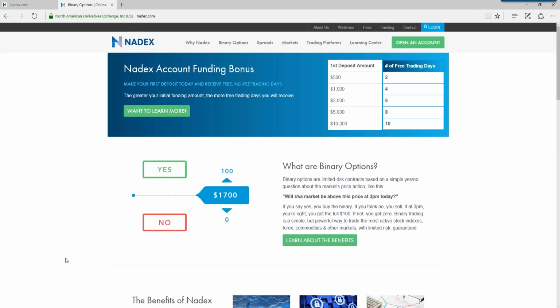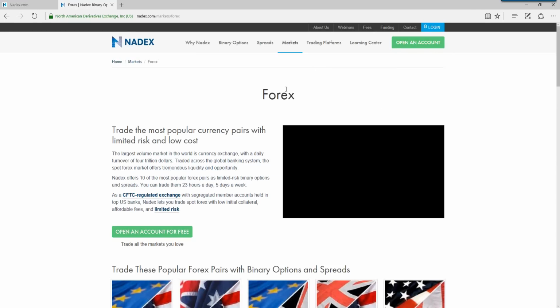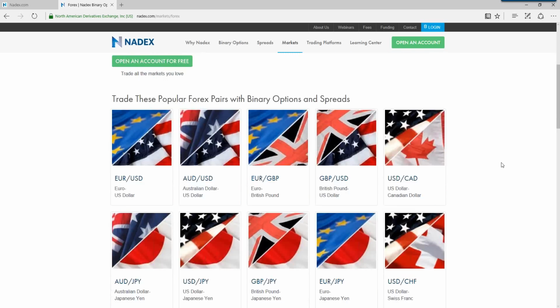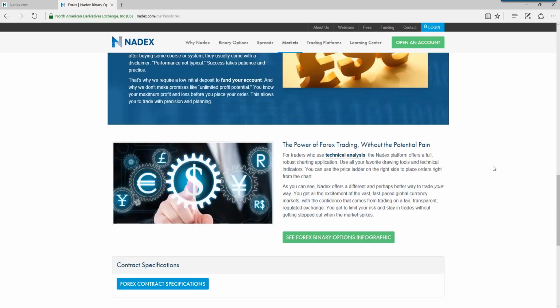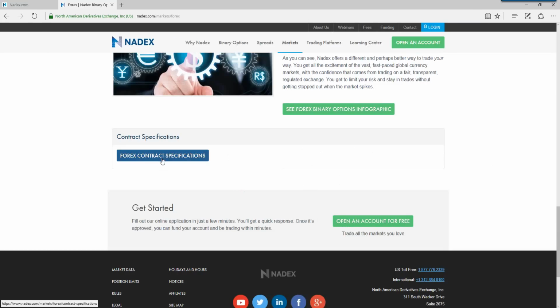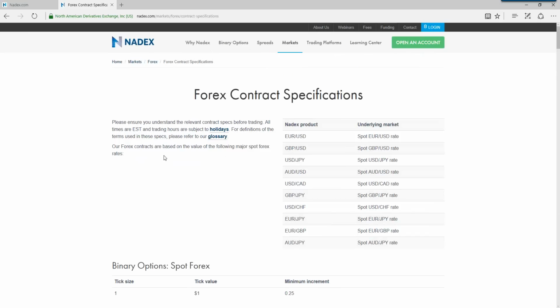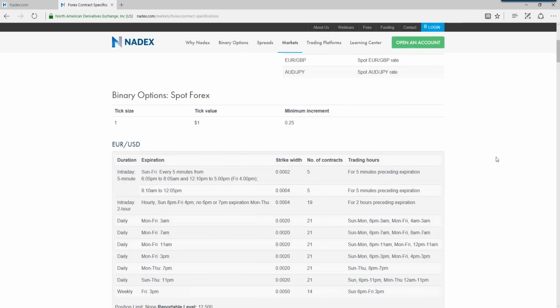Okay, this makes a difference, and I'll show you why it makes a difference. Let's go to markets. Let's go to Forex, okay? And this is something I think everybody should know, and I'm going to show you why, okay? Let's go to the Forex contract specifications. This is not the spread. The spread changes according to volatility. This is the actual width between strikes, okay?